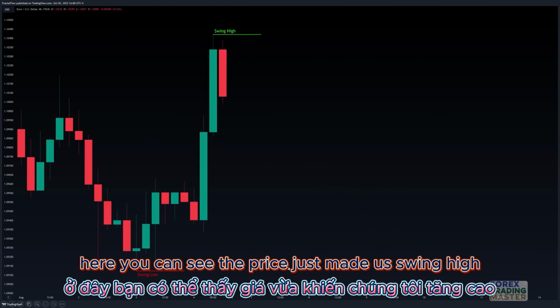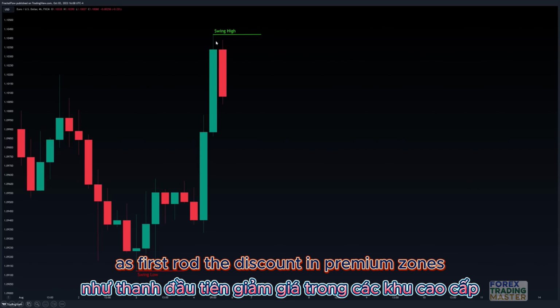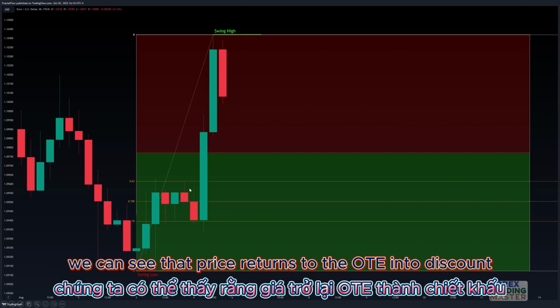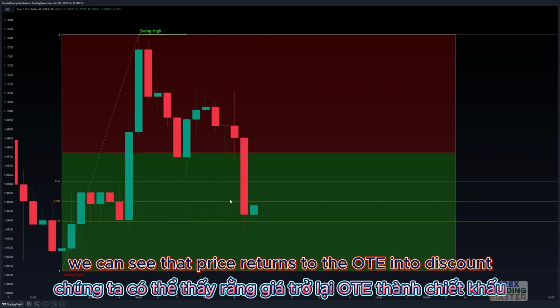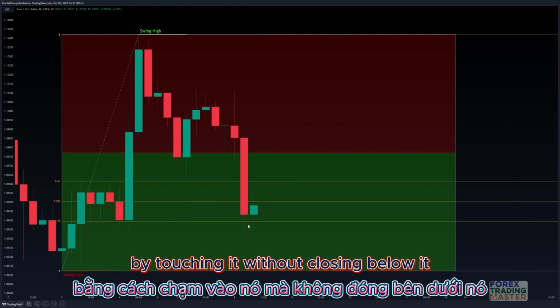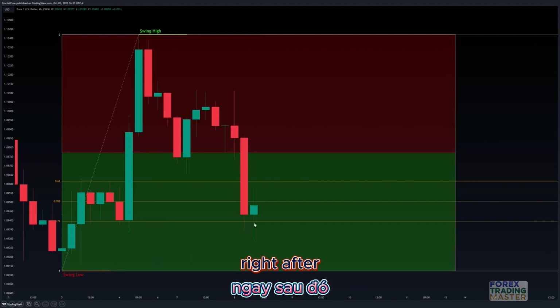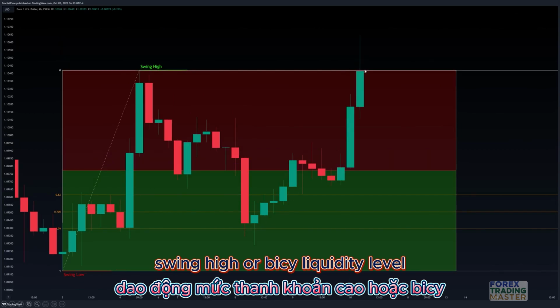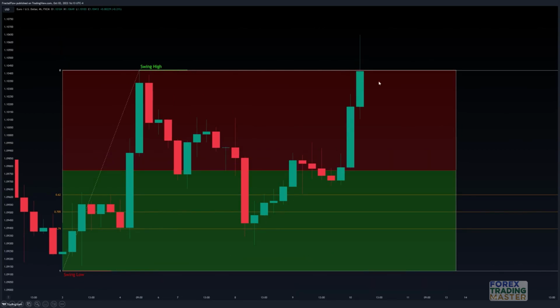Here you can see the price just made a swing high. First, draw the discount and premium zones, and then plot the OTE using the range outline in the chart. In this next chart, we can see that price returns to the OTE in discount and reacts to the lowest level of the zone by touching it without closing below it. Right after, price begins to rise in the direction of the old high, swing high or buy-side liquidity level.